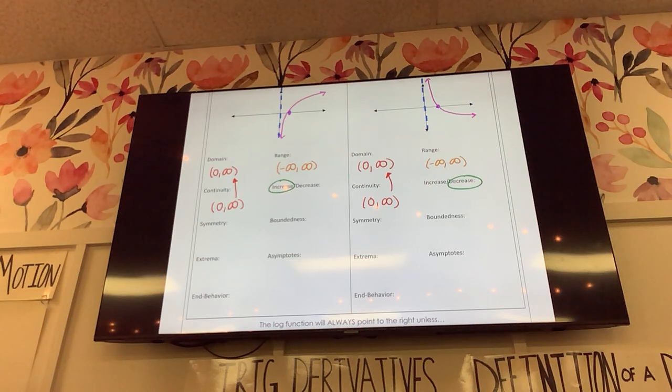Okay, there is no symmetry, there's no extrema, and there's no boundness, because there's no asymptote bounding it above or below. All right, so we don't really talk about boundness from the left or right. That's kind of weird. So there's nothing bounding it above or below. So we're going to say no boundness. Of course, we have asymptotes at 0, which could change depending on your left-right shift.